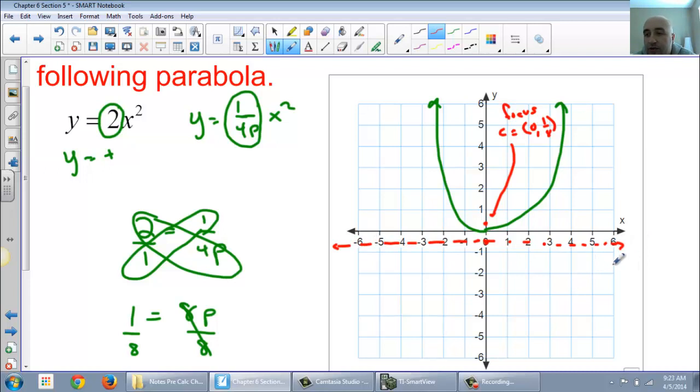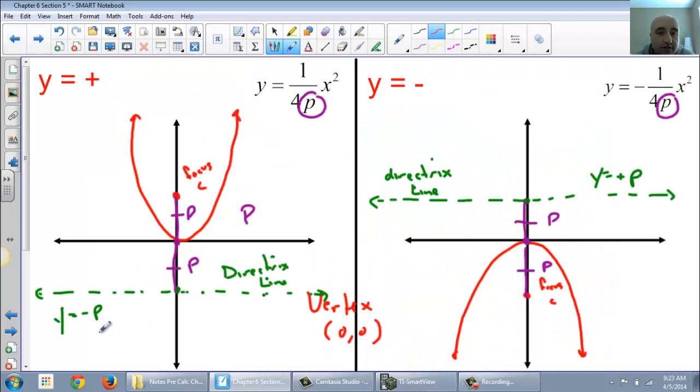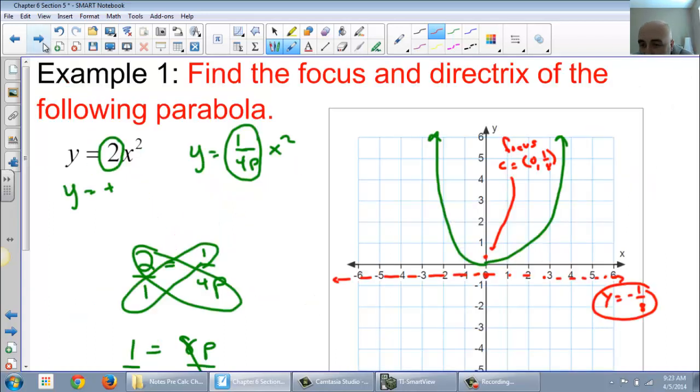So it's a horizontal line, so it's y equals. And then where is it? We went down 1/8, so it's at negative 1/8. And you can get those equations right from our pictures again. So remember, y equals a negative whatever your p is. Okay, so hopefully you see that this 1/8 and this 1/8 are the same distance from our vertex, which is at 0. Okay, so that's all you got to do. It's just find the focus, which we've done right here. And it's just find the directrix, which we've done right there.